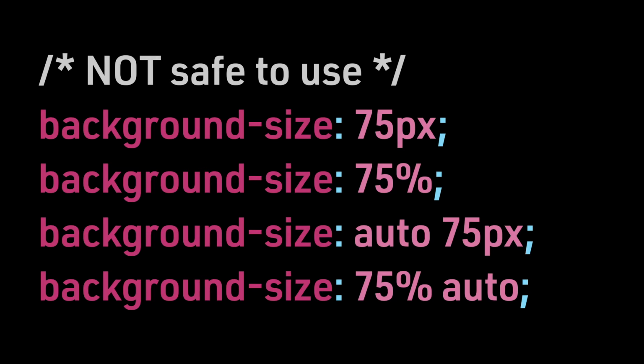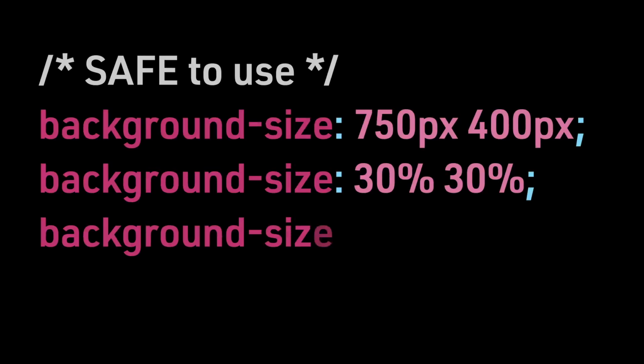In the first two examples, we are specifying only the width and not the height. And in the second two examples, we are using auto as a single component. In contrast, these are safe to use. Background size 750 pixels and 400 pixels. Background size 30%, 30%. Background size auto.